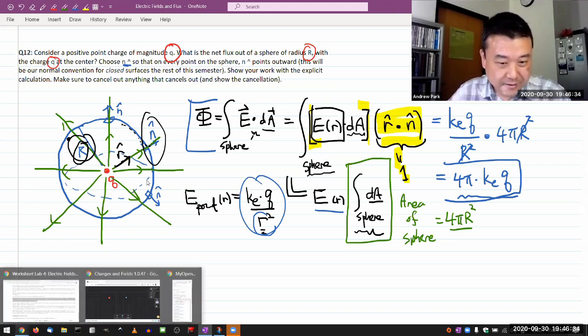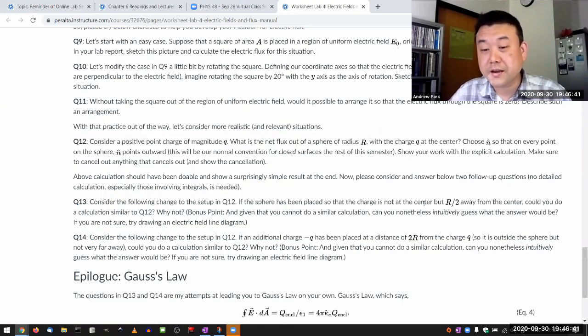Let's see what's next. Consider the following change to the setup. If the sphere has been placed so that the charge is not at the center, but R over 2 away from the center, could you do a calculation similar to Q12? I mean, I can. It won't be similar.